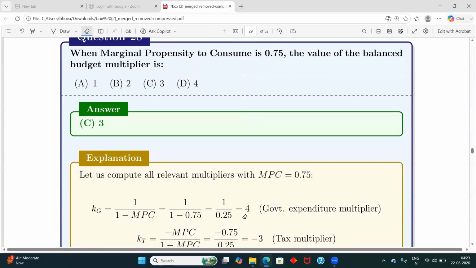And here we can also choose option A, which is 1. So it depends on the conditions of the question. So here option C is the correct answer.